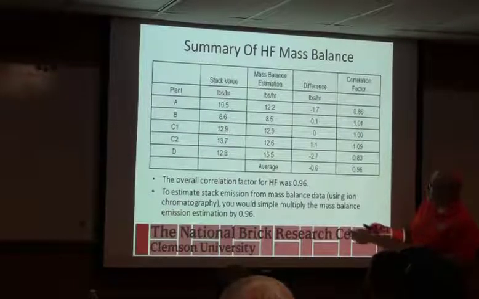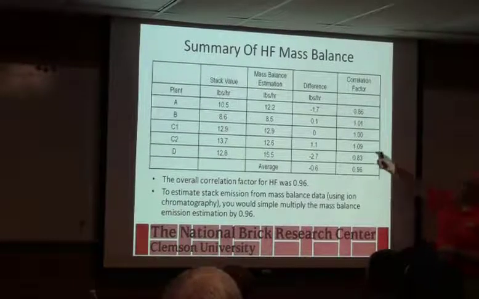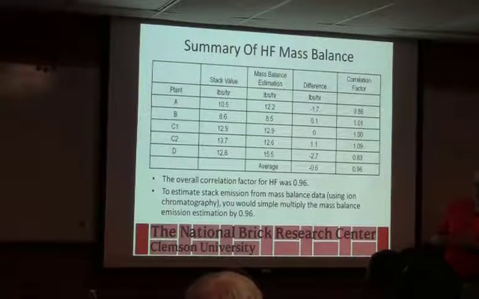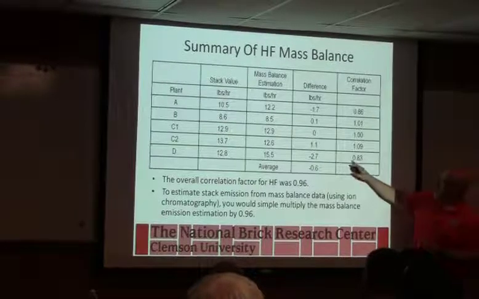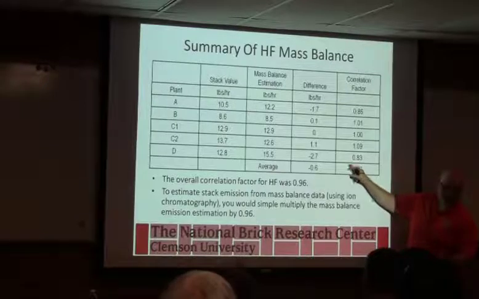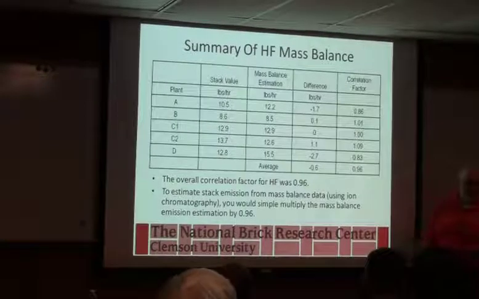But what we were hoping that we could come up with was a general correlation factor. So if you needed a stack test and we tested your material, we could say, okay, if the correlation factor is 0.8, we would multiply what we measured by 0.8, and that's what you could give the EPA. But what we found is it really depends on the kiln.